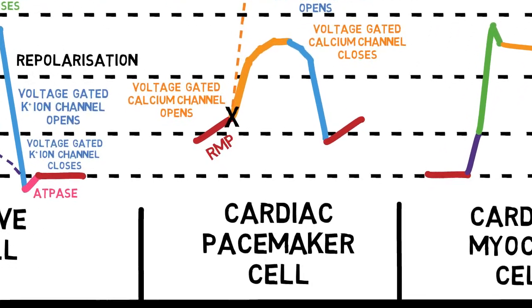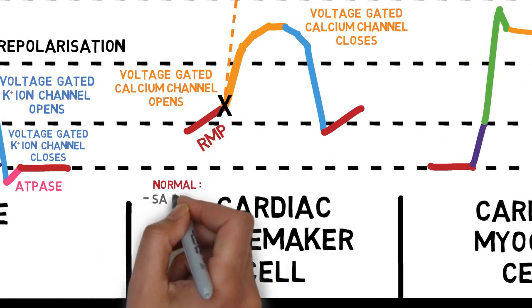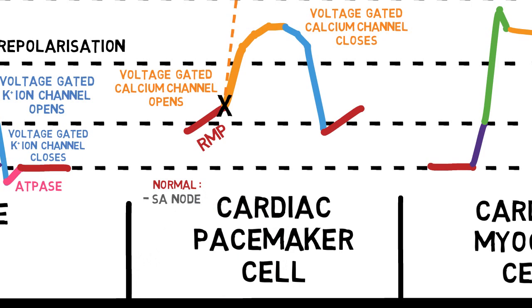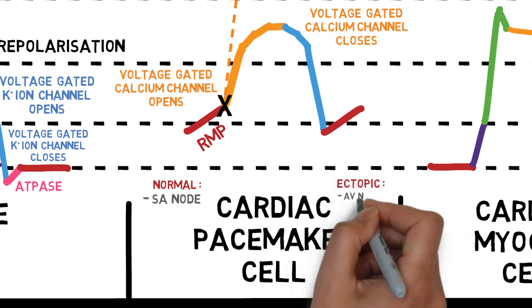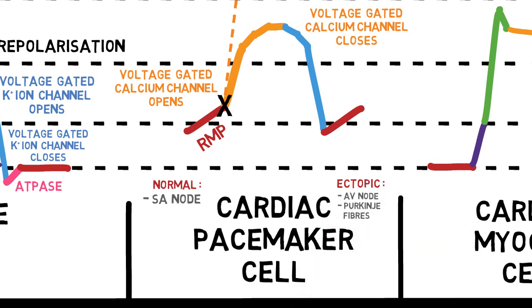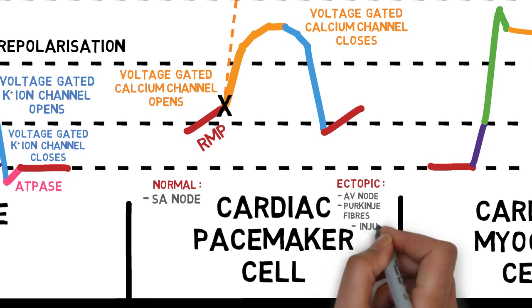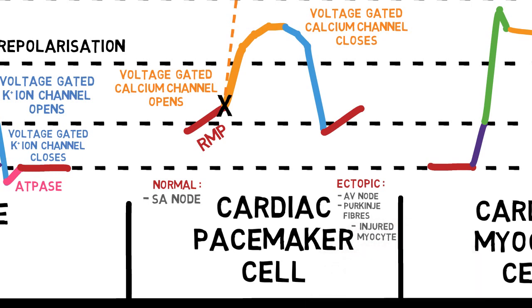Our normal cardiac pacemaker cell is the SA node. But do other cells have such automaticity other than the SA node? Well, actually there are. They are called the ectopic pacemakers. These include the AV node and the Purkinje fibers. Myocyte cells, such as the atrial or ventricular cells, have a more stable RMP. However, damage, for example due to ischemic injury, can result in an unstable RMP, which makes them have their own rhythmic automaticity as well.